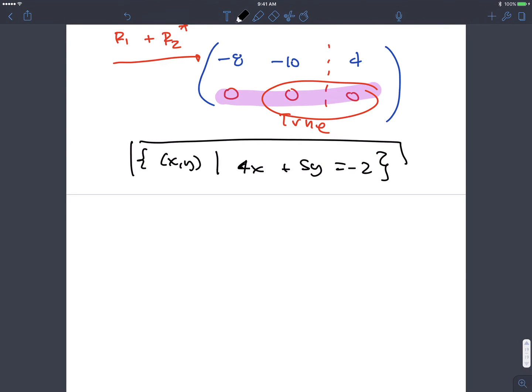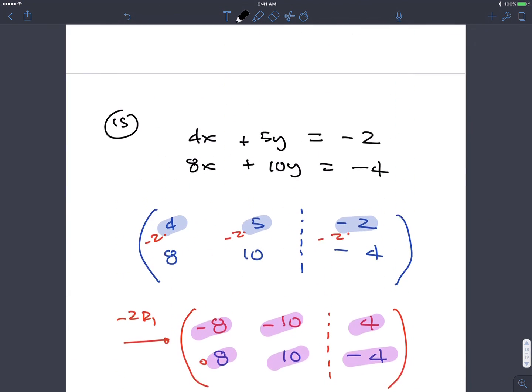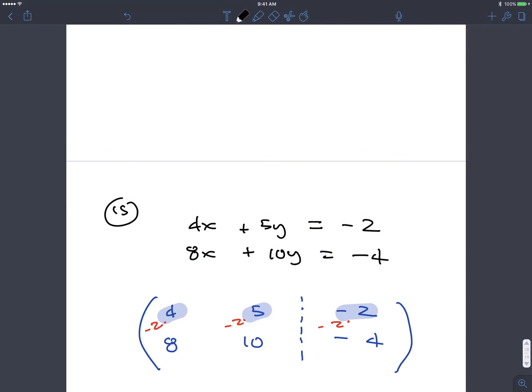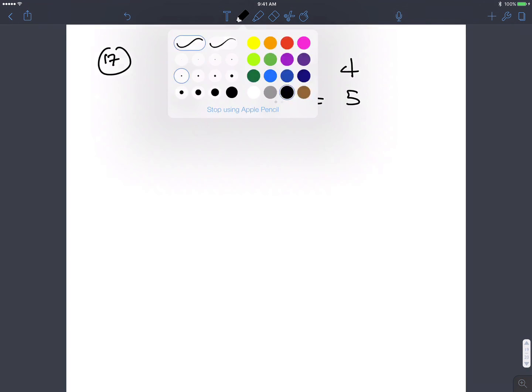Infinitely many solutions. Okay, so this is how we do number 15. So that leads us to 17. 17. 3x minus y is 4. 3x minus y is 5.